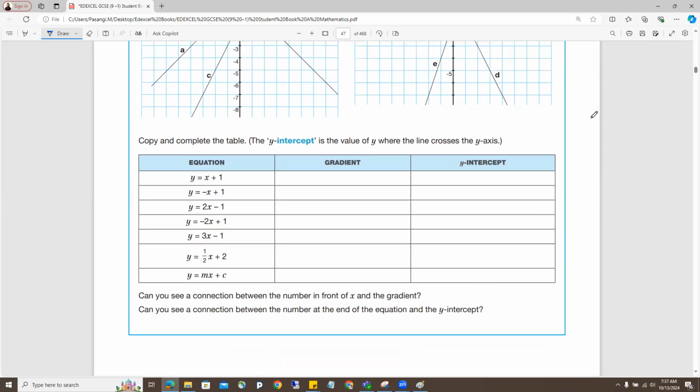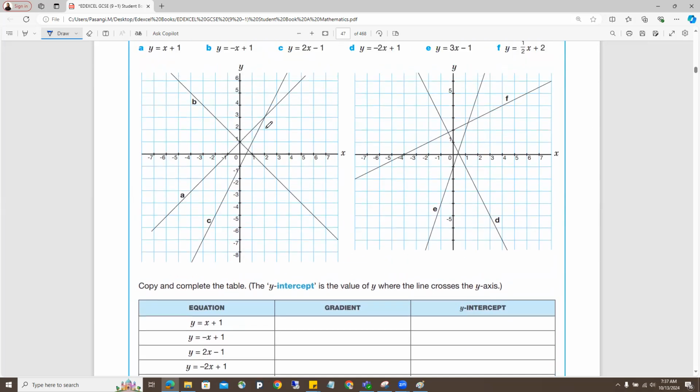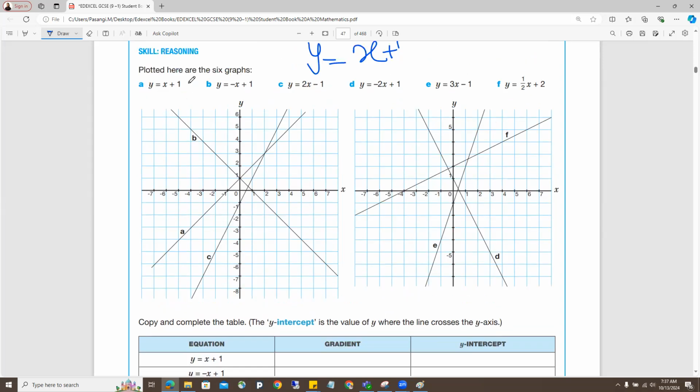Now, by looking at these graphs, they have numbered A, B. You have the book, right? The physical copy also with you? So then they have measured A, B, C lines and here D, E, F lines as well.